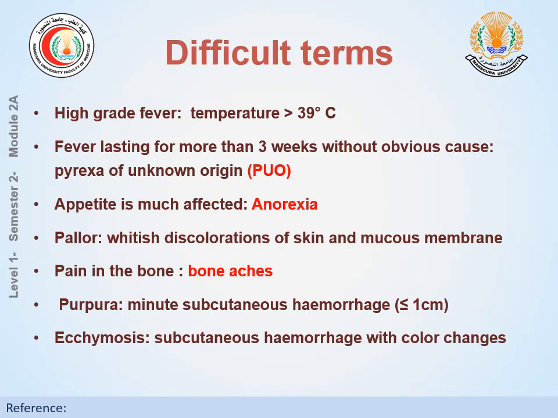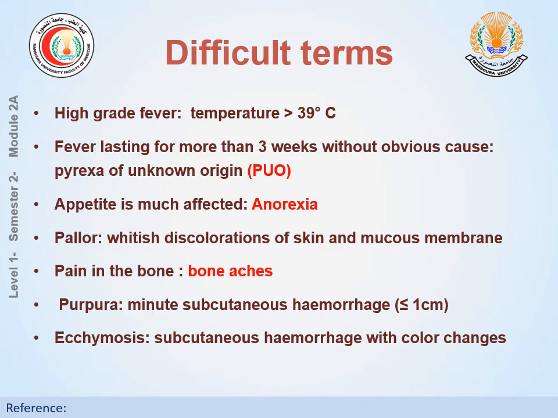What are the difficult terms? What's meant by high-grade fever? That's a temperature of more than 39 degrees centigrade. What's meant when the fever is lasting for more than 3 weeks, however there is no obvious cause? It's called pyrexia of unknown origin, and one of the differential diagnoses is that the patient may have malignancy anywhere, and commonly leukemia especially.